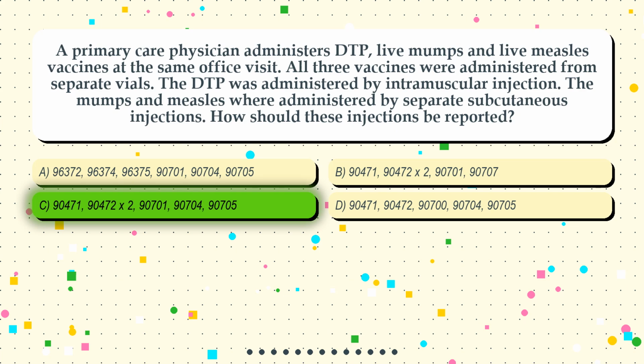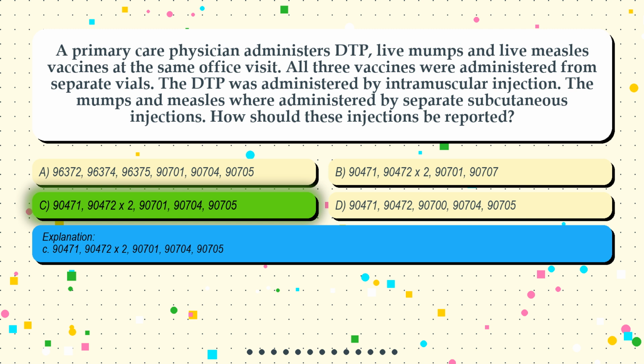The correct answer is option C: 90471, 90472 x 2, 90701, 90704, 90705.